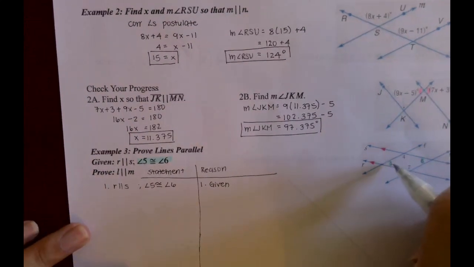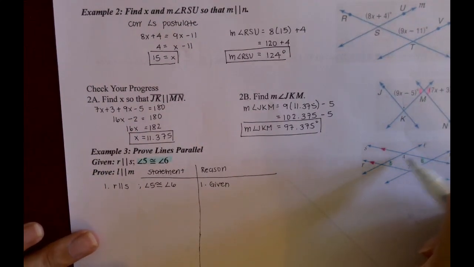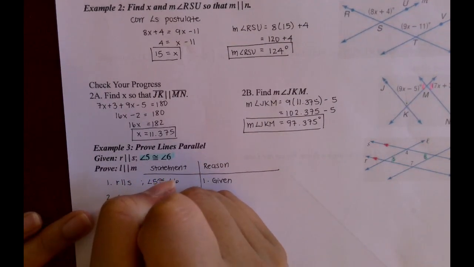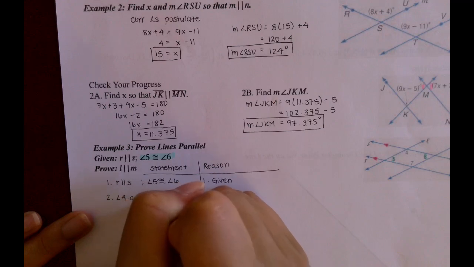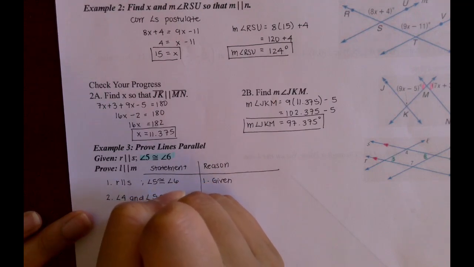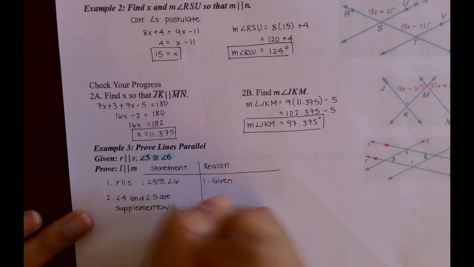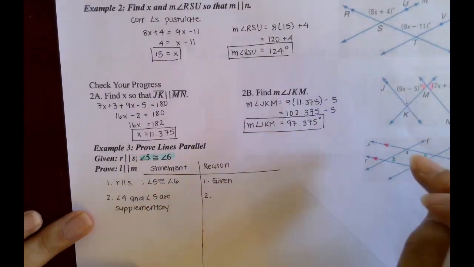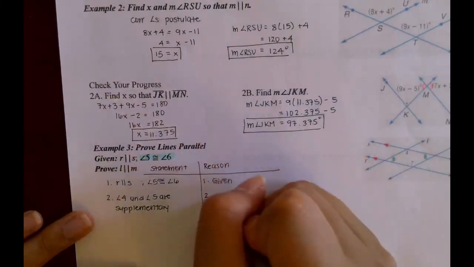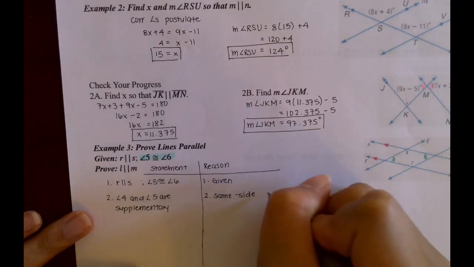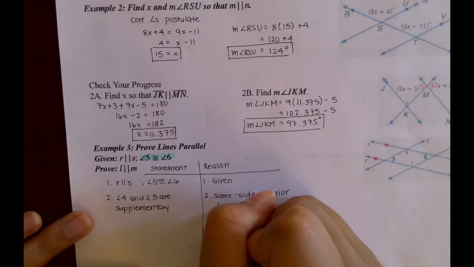Then I'm going to state that angle 4 and angle 5 are supplementary. The reason why I can state this is because these are parallel lines cut by a transversal. That means same side or consecutive interior angles are supplementary. That is the same side or consecutive interior angles theorem.